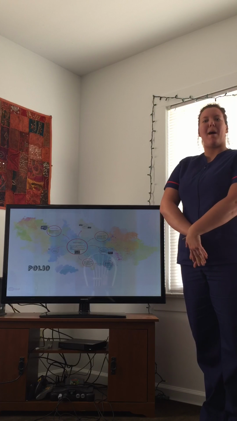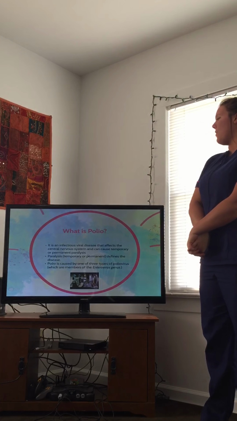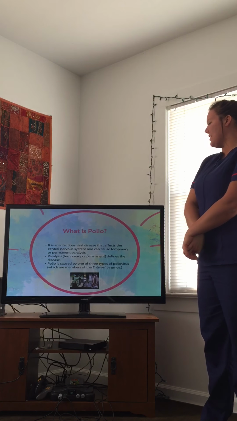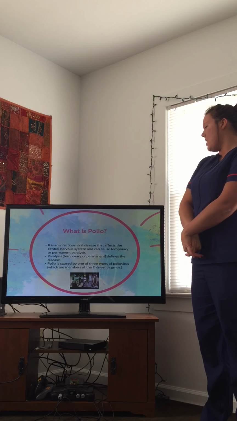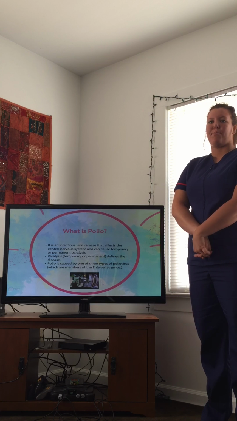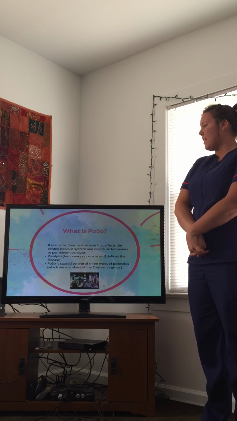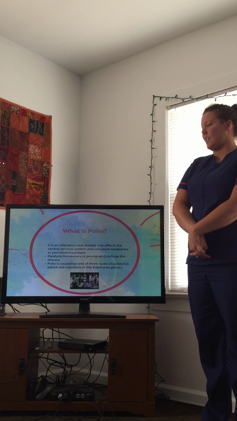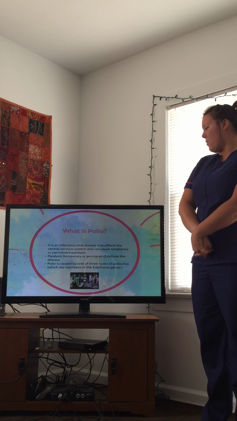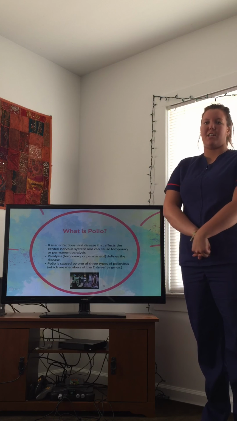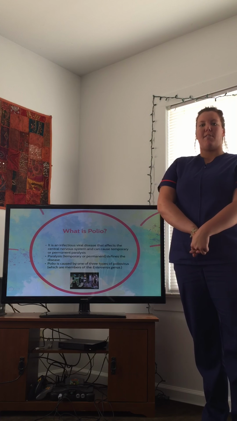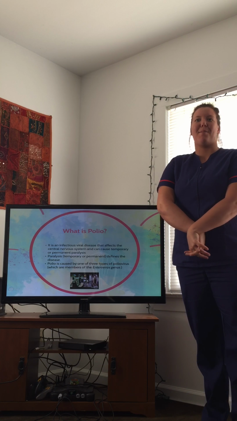Going to be talking a little bit about polio. What is polio? It is an infectious viral disease that affects the central nervous system and can cause temporary and permanent paralysis. Paralysis, temporary or permanent, defines the disease. Polio is caused by one of three types of poliovirus, which are members of the enterovirus genus. Now we're going to be showing you a little video about polio.